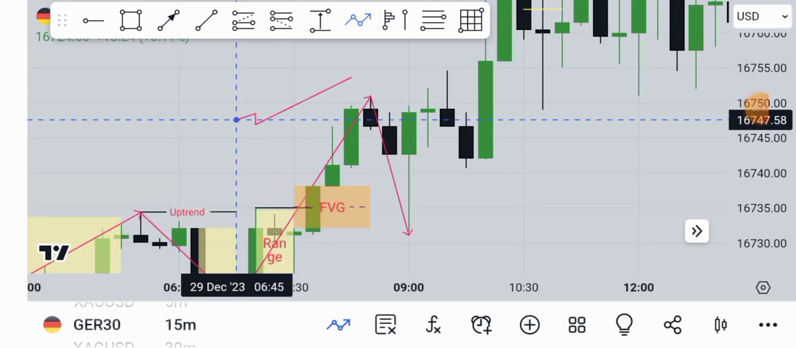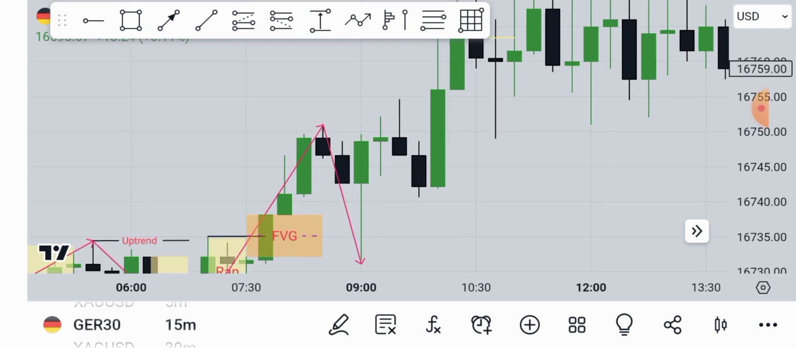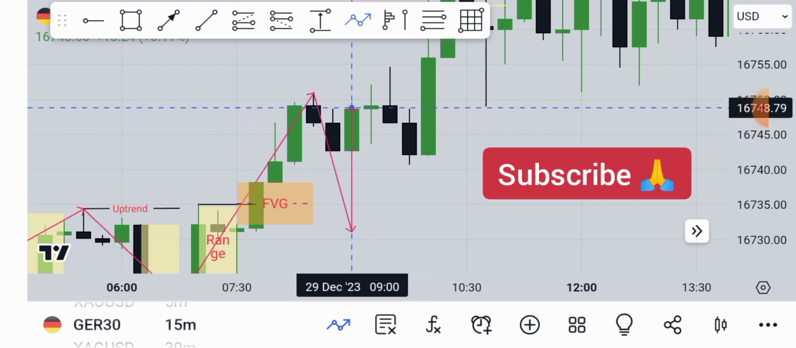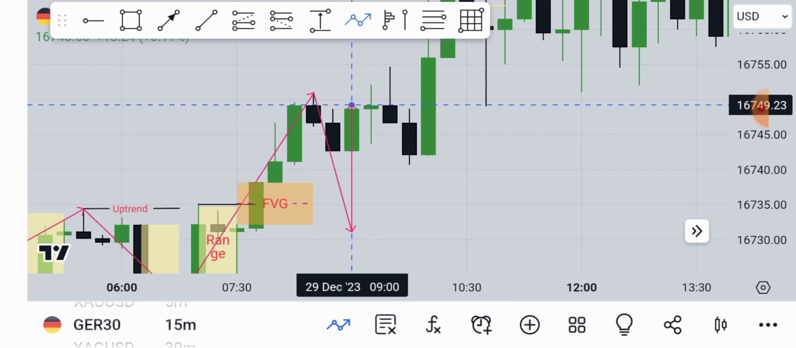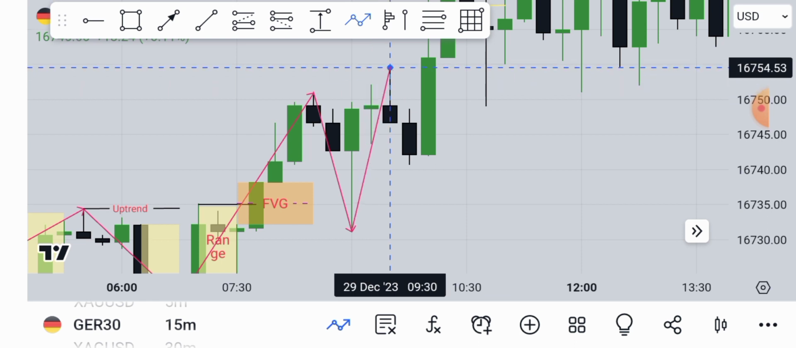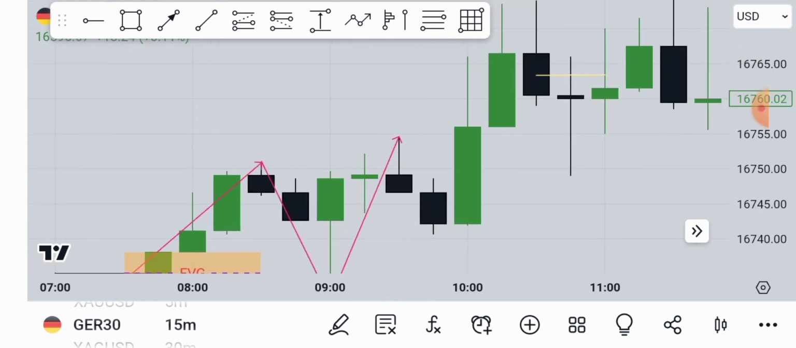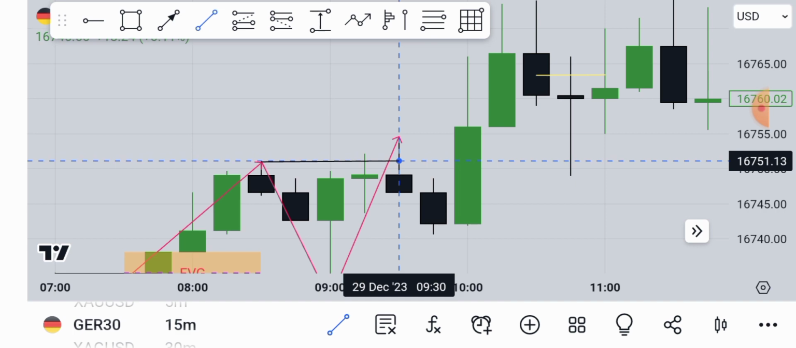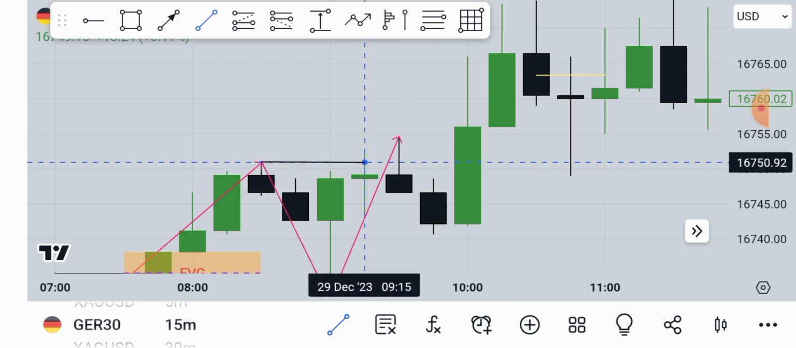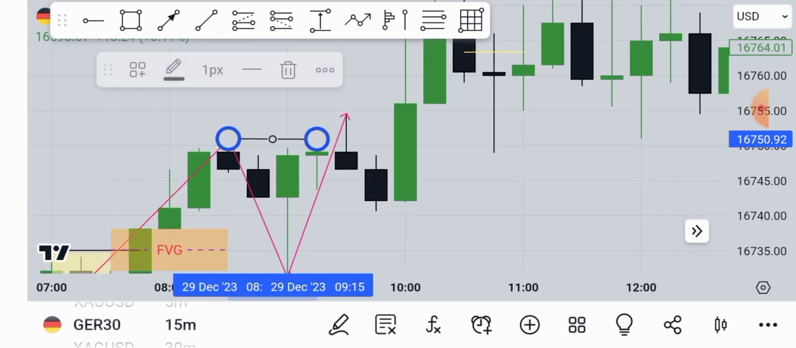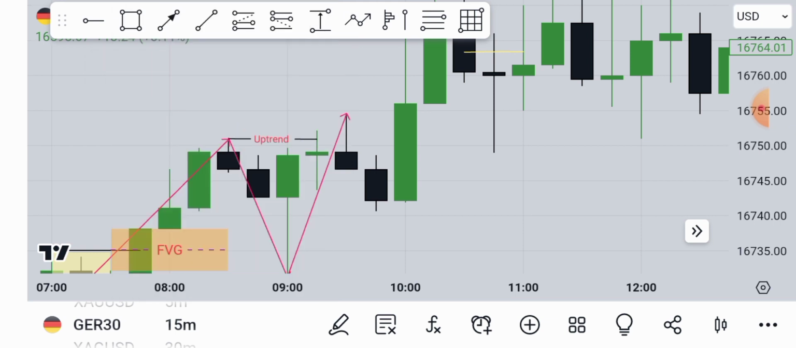We're marking up our structure, and then yeah, from this low of this candle, the high was taken out by the next candle, and the next candle took out the high to create the high of an impulsive move. Why? We confirm because we took out the high of the previous impulsive move. This means we are still in an uptrend. As you can see, we are still in an uptrend.